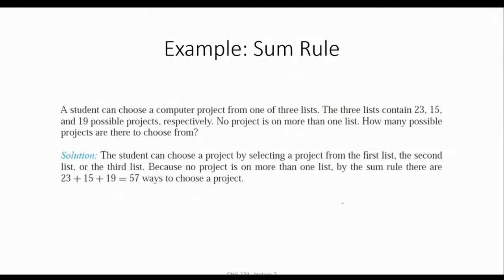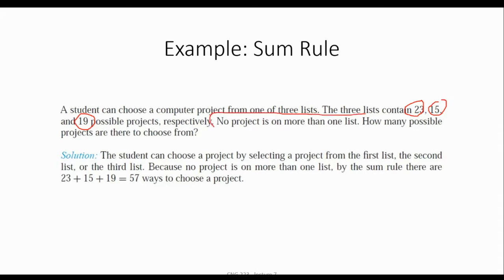What about an example related to the sum rule? A student can choose a computer project from one of 3 lists. The 3 lists contain 23, 15, and 19 possible projects. So there are N1, N2, and N3 based on the formula that was given. No project is on more than one list.